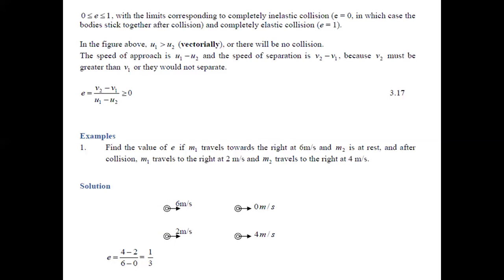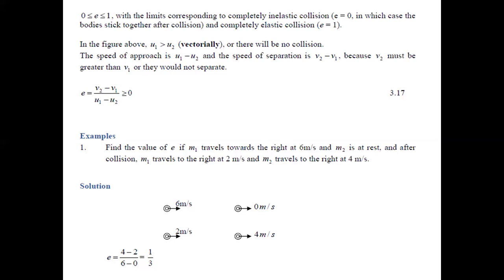0 is less than or equal to E, which is less than or equal to 1, with the limits corresponding to completely inelastic collision, in which case E is 0, and the two bodies stick together after collision, and completely elastic when E is equal to 1. In the figure above, U1 is greater than U2. Figure is missing. Let's consider two bodies, one in front of the other, the one to the right.